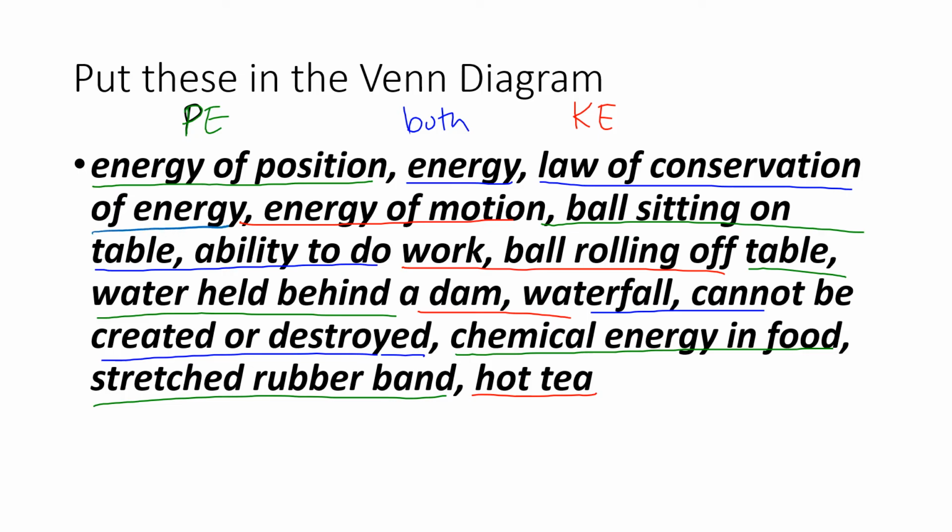Okay, so Venn diagram. The ones that are energy of position, or sorry, the ones that are potential energy of position: the water being held behind a dam, okay, the chemical energy in food, a stretched rubber band. The ones that should be just kinetic energy would be our energy of motion, a ball rolling off the table, a waterfall, sorry, my lines are a little shifted, and a hot tea.